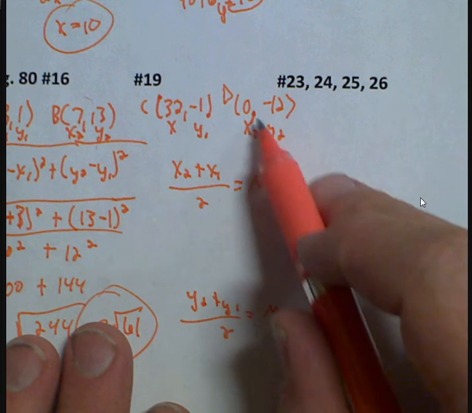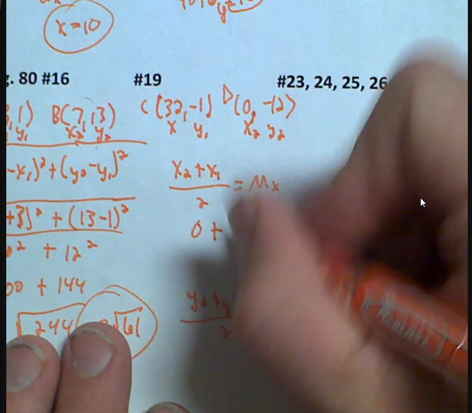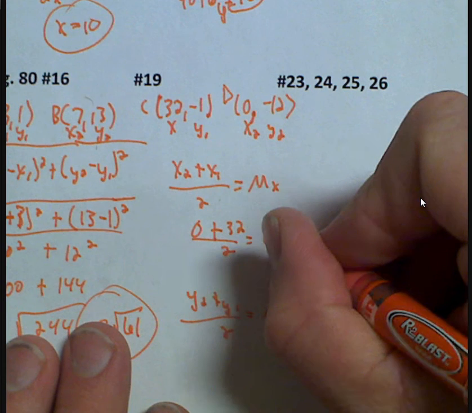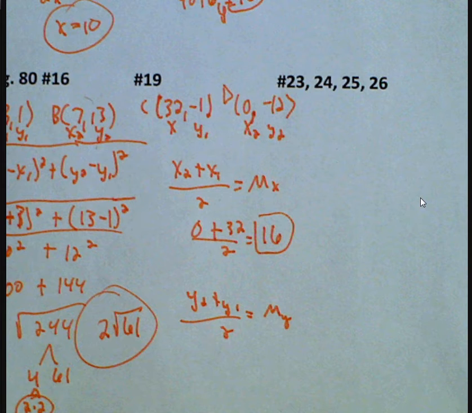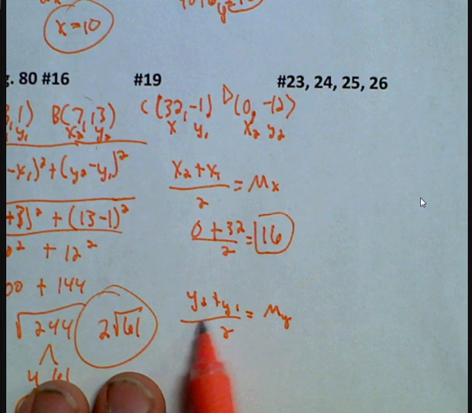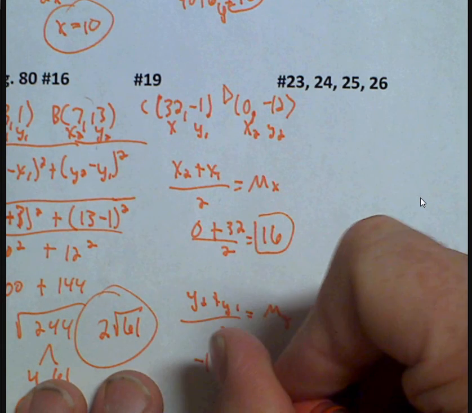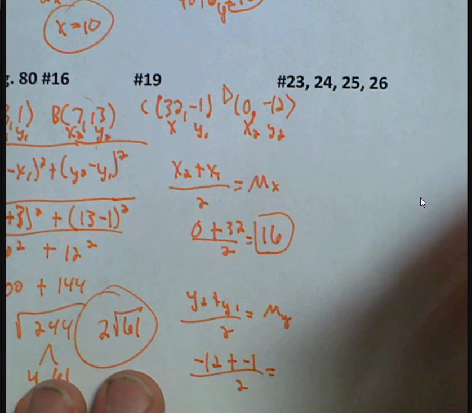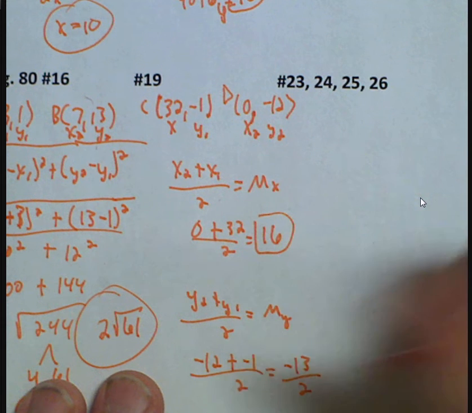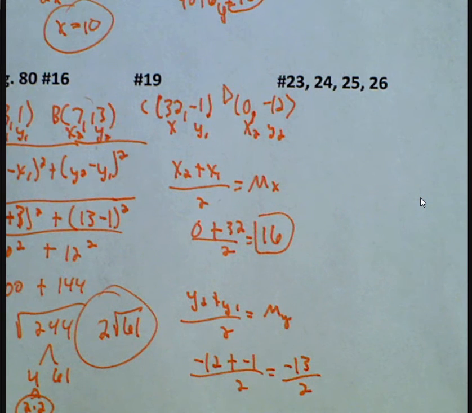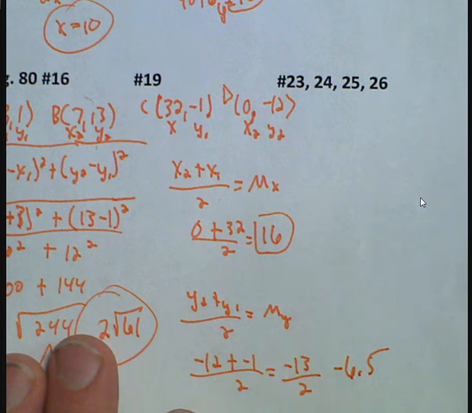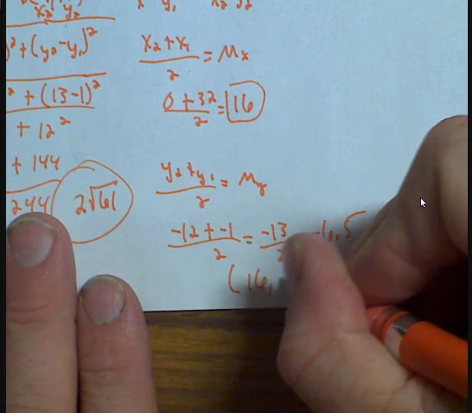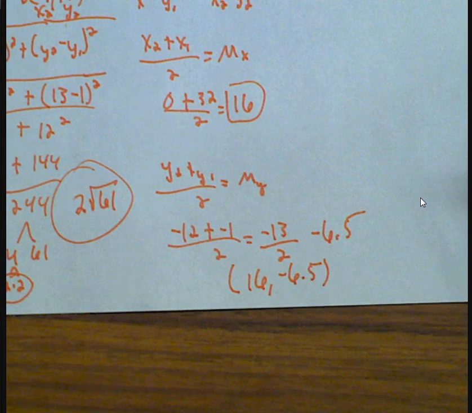So x2 is 0 plus 32 divided by 2. That would give me 32 divided by 2 is 16. So my x value is 16. y2 is negative 12 plus my y1 is negative 1 divided by 2. That would give me negative 13 over 2, which is the same as negative 6.5. So my midpoint would be 16, negative 6.5.